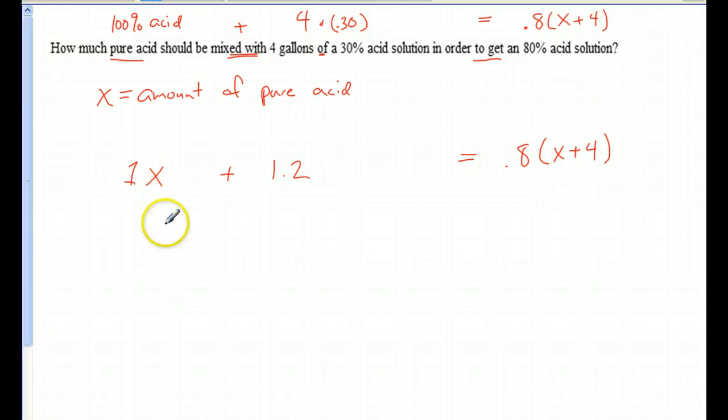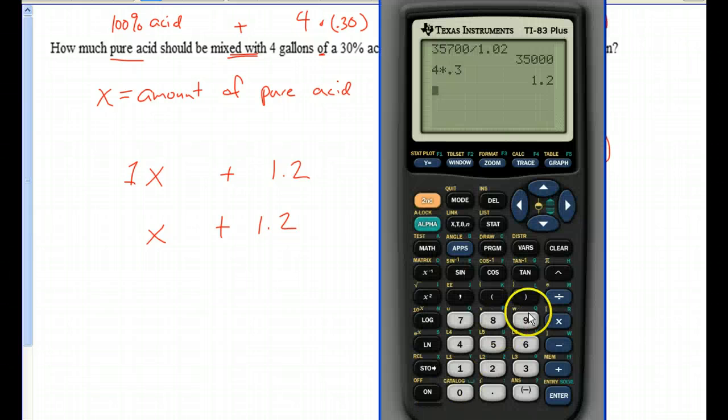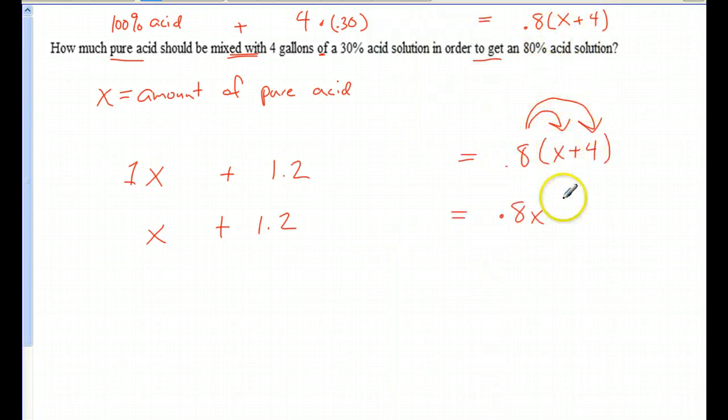Alright, 1X is the same as just X, so I'm going to write that as that. And then on the right side I need to distribute this through. So I get a 0.8X and then a 0.8 times 4. Again, if you need to use your calculator, use your calculator. But 0.8 times 4 is 3.2. 1 decimal place. 8 times 4 is 32. 1 decimal place means start from the right and put that decimal place one place back. So that's why we're getting 3.2 there.